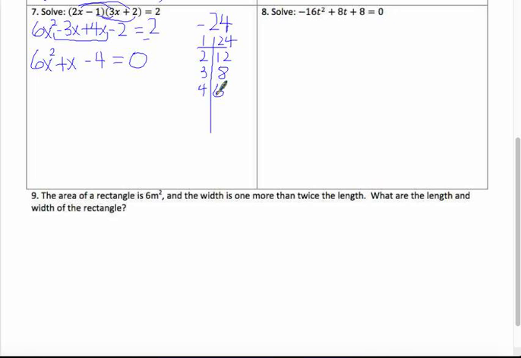So this is the part where we stop because Mr. Trenfield messed up. And the copies are already at school and made, so I can't change this problem. So on to number 8, right?